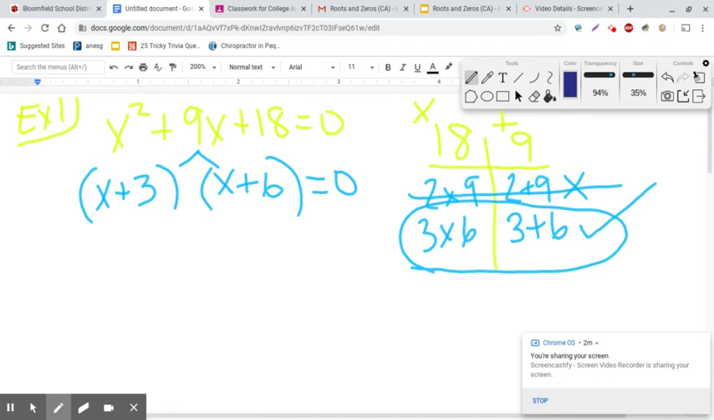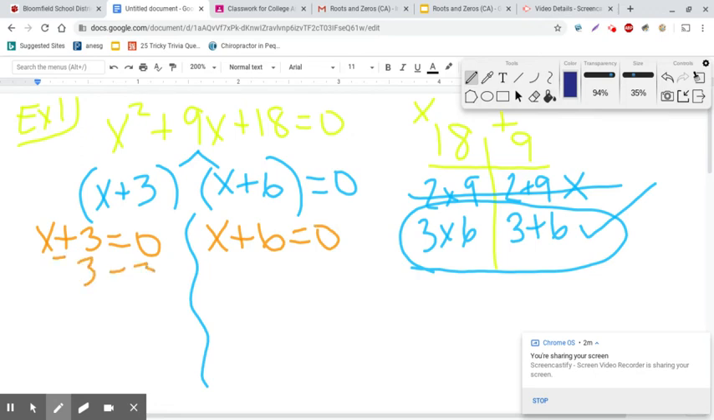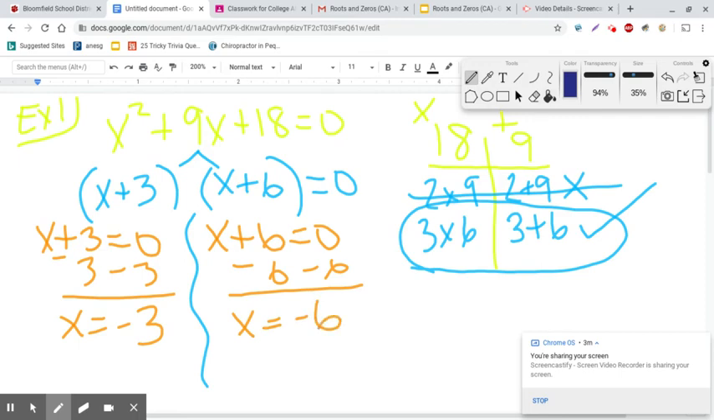Now guys, from there, do you remember how we made our two separate equations? We're going to set each equal to 0. x plus 3 equals 0, and x plus 6 equals 0. And guys, this is just an easy solve. Subtract 3 from both sides. You get x equals negative 3. Subtract 6 from both sides. You get x equals negative 6.